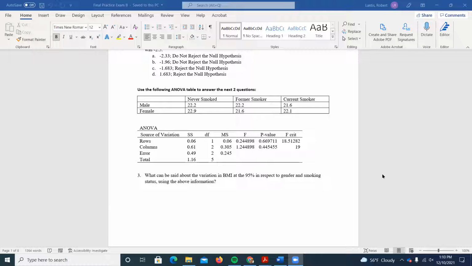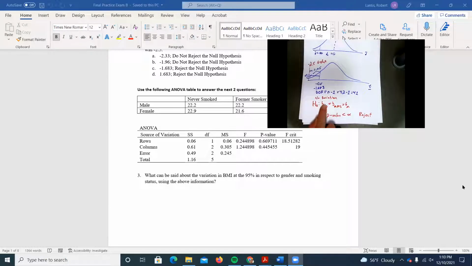So I look at those p-values. Is there variation in BMI across the rows? No, I can't reject the null. So I can't reject that there's no variation, right? And alpha would be 0.05 here, right? But it doesn't matter. Our p-value is enormous.